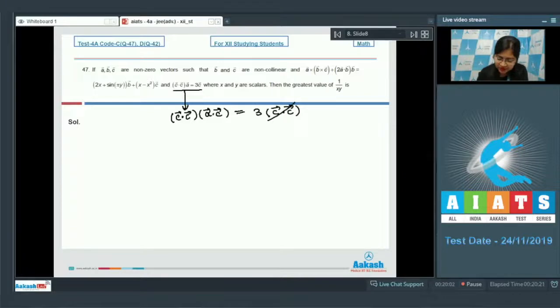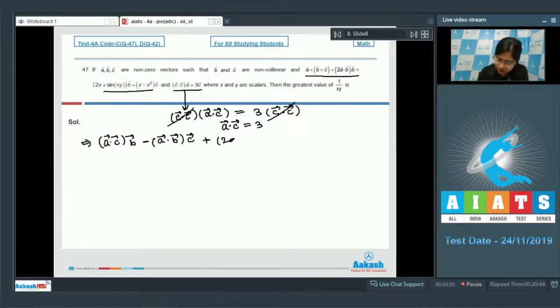So here it can be seen that these two can be cancelled because C is a non-zero vector. So we can say from here that A dot C is definitely equal to 3. Now let's expand this equation that is given to us. So we can write over here (A·C)B vector minus (A·B)C vector plus 2(A·B)B vector is equal to (2x plus sine pi y)B vector plus (x minus x square)C vector.